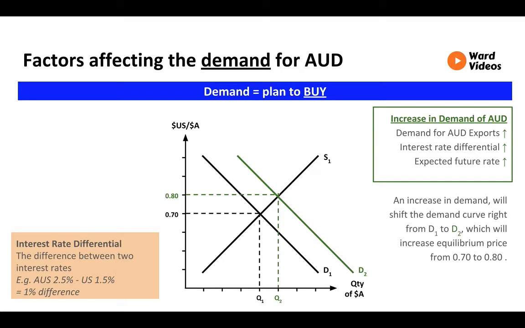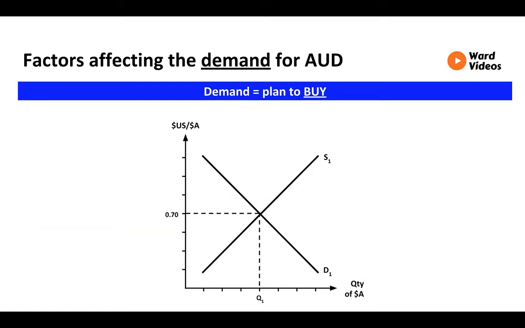Factors which will increase demand for the Australian dollar are: demand for Australian exports increases, and the interest rate differential increases. Now this is a new term. Interest rate differential is the difference between two interest rates. For example, if Australia is 2.5% and the US is 1.5%, the difference is 1%. So if the difference is greater in Australia, our investors can get a greater return in Australia, so they will demand more Australian dollars. And the other factor is expected future exchange rates.